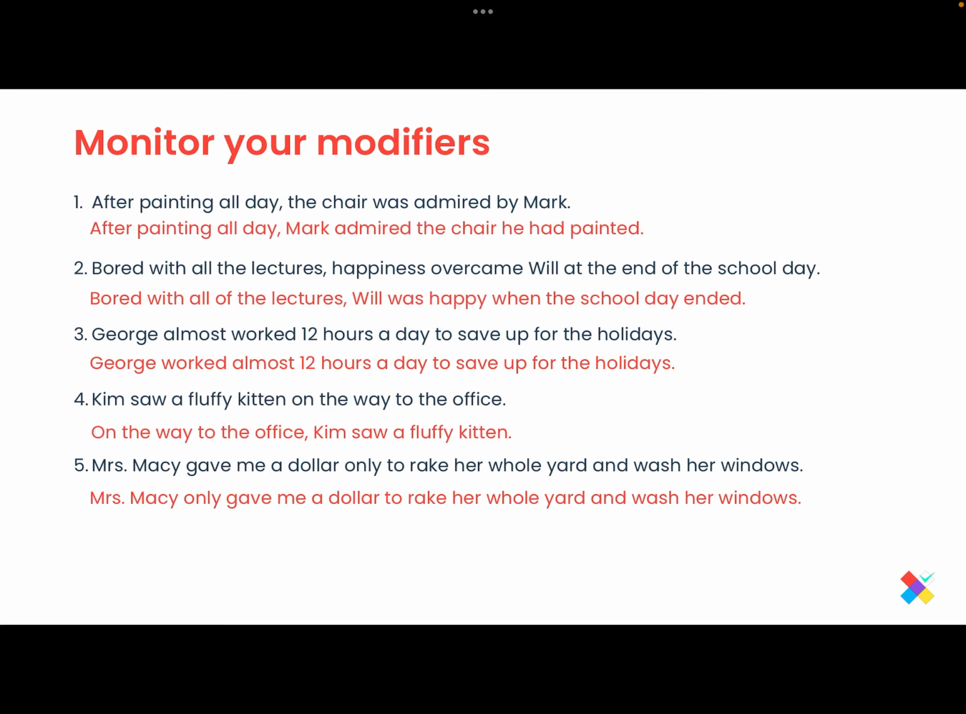In the third sentence, it's an end to his driving. Again, a misplaced modifier can lead to a sentence that is grammatically correct but fails to make sense. Here: George almost worked 12 hours a day to save up for the holidays. Grammatically, the above sentence is fine. In practice, unless George spends a lot of time almost doing his job, it's nonsense. Does it make sense?